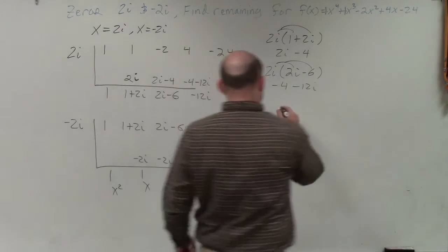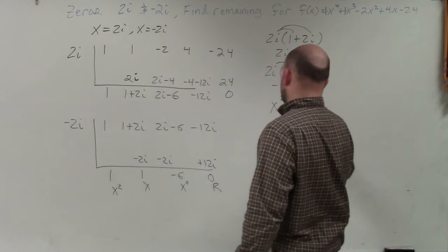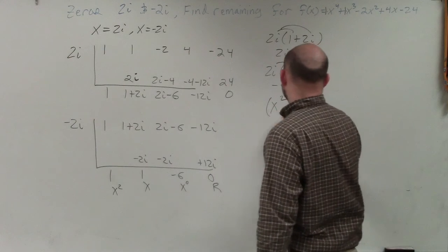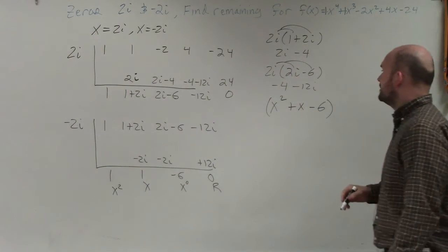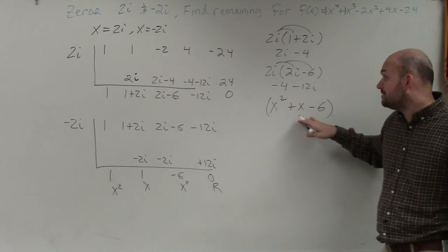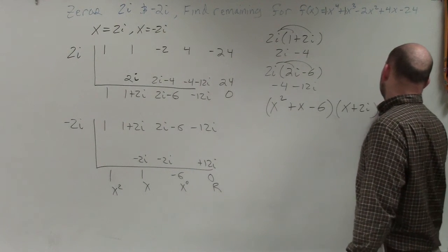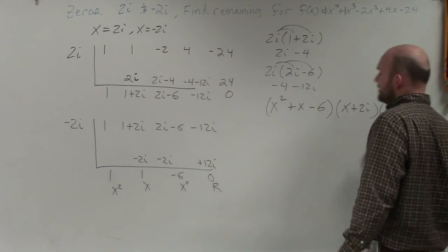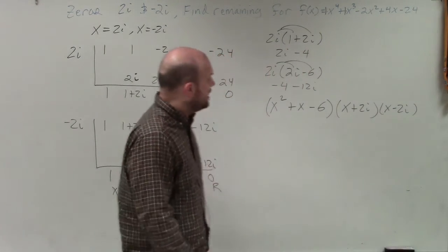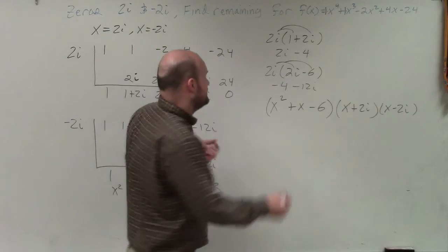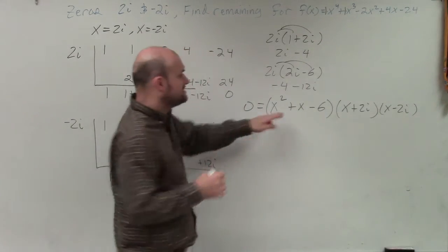So now I have x squared plus x minus 6 as my other factor. I want to see whether I can divide this further, because this times my other two factors, x plus 2i and x minus 2i, which are linear factors because those are also zeros. Remember, with the zero product property, we would set these all equal to 0.